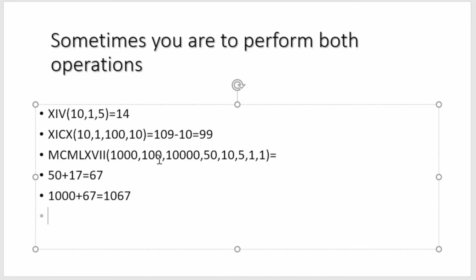Now we have 100, which is a smaller number, on the left-hand side. It means we'll subtract 100 out of this. 1067 minus 100 will be 967, right? Now we look at the last number, 1000. 1000 is greater than 967, right? 1000 is at the left-hand side and the smaller number is at the right-hand side, so we add these numbers. It means that 1000 plus 967 is equal to 1967.